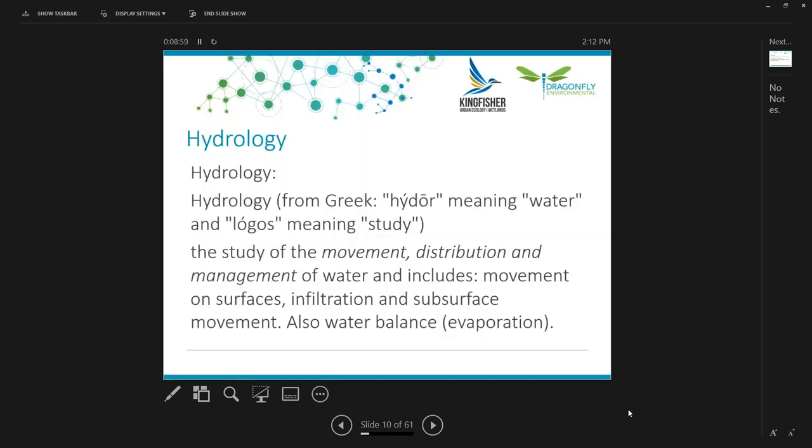We'll be talking a lot about water. So I just want to put that word up for a moment: hydrology comes from the Greek hydor, meaning water, and logos, study. So hydrology is just the study of water. And what we're really looking at in terms of wetland design is the movement, the distribution, and the management of water. So how it moves across the surface, how does it come through the catchment, how does it infiltrate, and also, very importantly, subsurface movement.